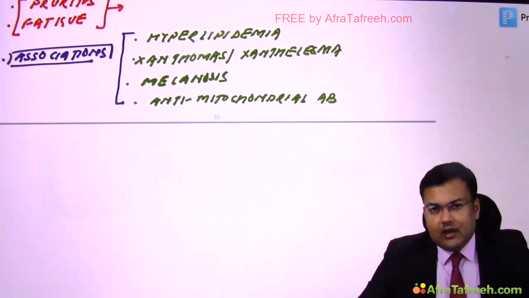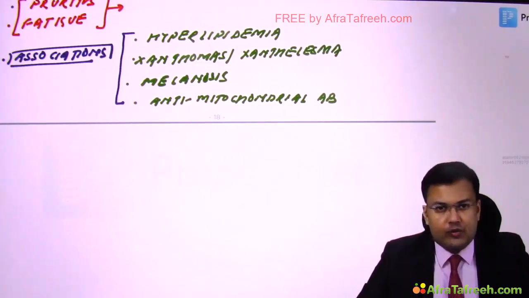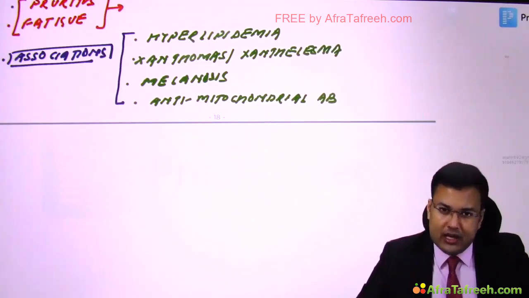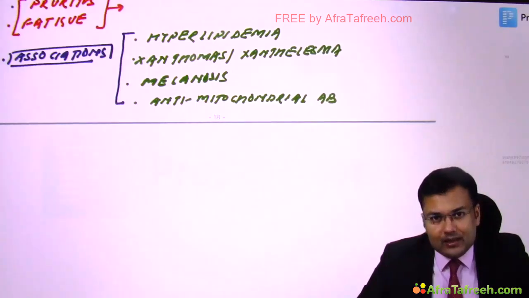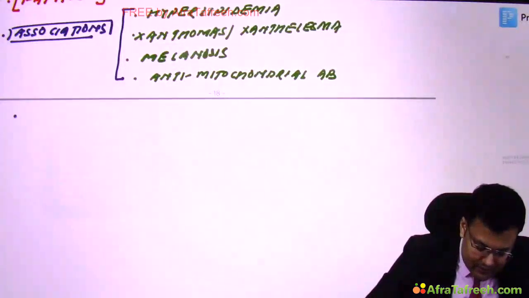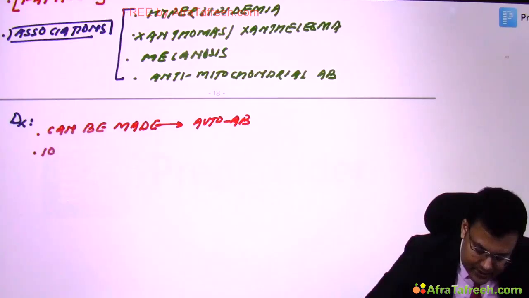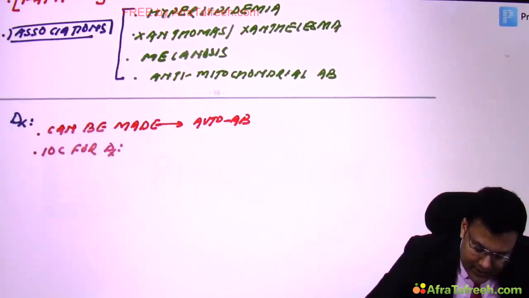We discussed that investigation of choice for diagnosis of primary biliary cirrhosis is biopsy. Now see, one of the good thing related to autoimmune disorders, since autoimmune disorders are having autoantibodies, you can make the diagnosis with the help of autoantibodies. So two questions which are asked here frequently: diagnosis can be made with the help of autoantibodies, but investigation of choice for diagnosis, and that is biopsy.